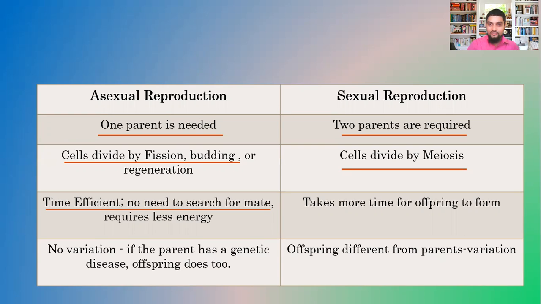Whereas in sexual reproduction, it takes time for the offspring to form. If you're looking at plants, then the plants would have to produce pollen grains. The pollen grains will have to find a stigma. The pollen grains will have to reach the ovary. So there are many processes involved in sexual reproduction in plants, and this will cause it to take more time for the offspring to be formed.